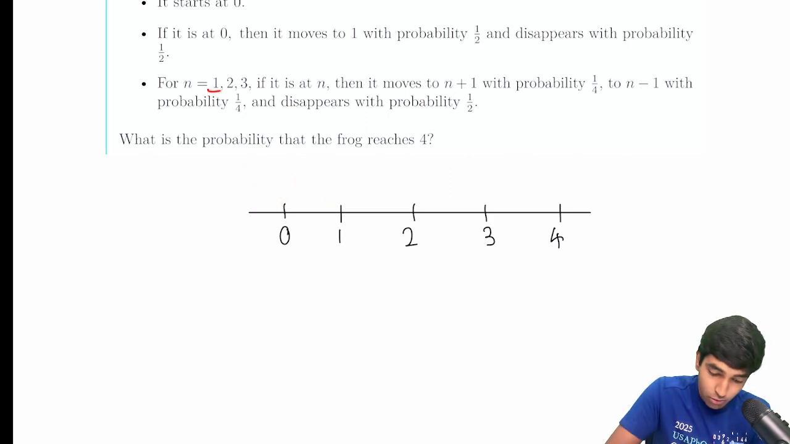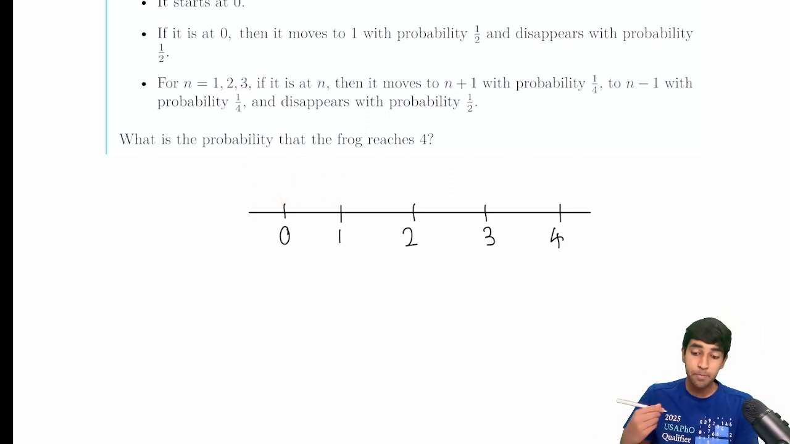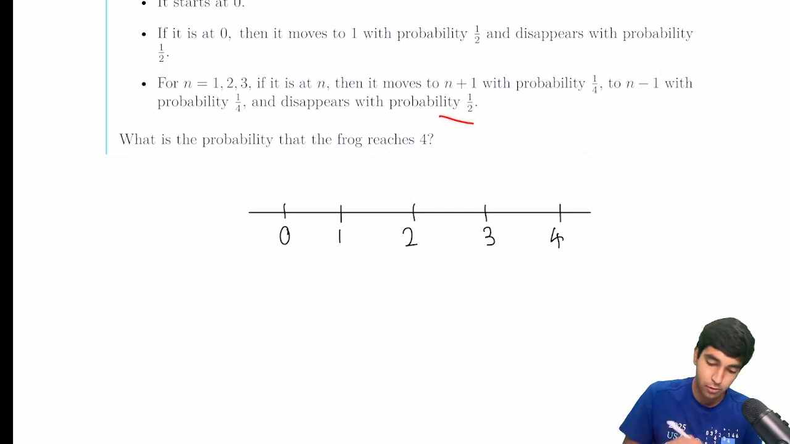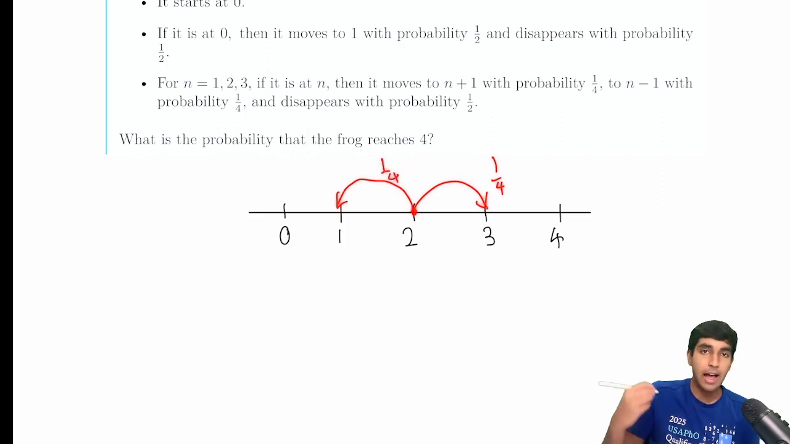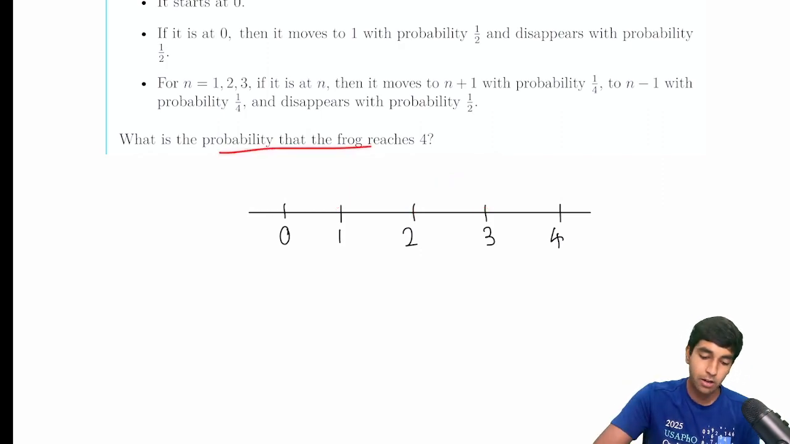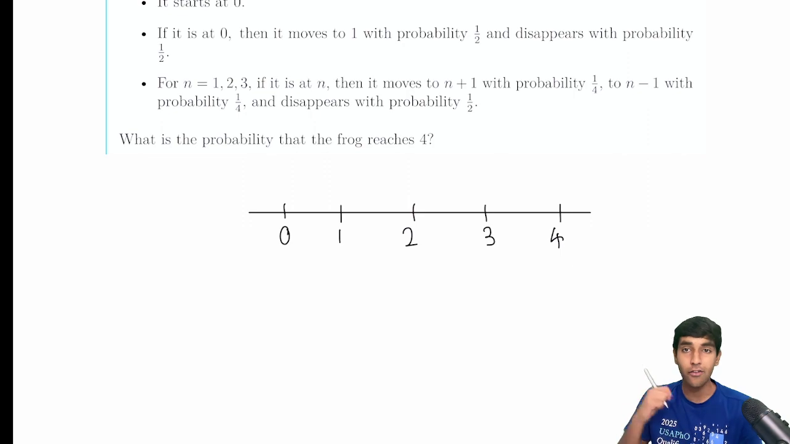And then for n equals 1, 2, 3, if it's at n, it moves to n plus 1 with probability 1/4, and n minus 1 with probability 1/4, and then disappears with probability half. So for example here, 1/4 chance we go here, a 1/4 chance we go here, and a half chance of disappearing. Now what's the probability the frog reaches 4?